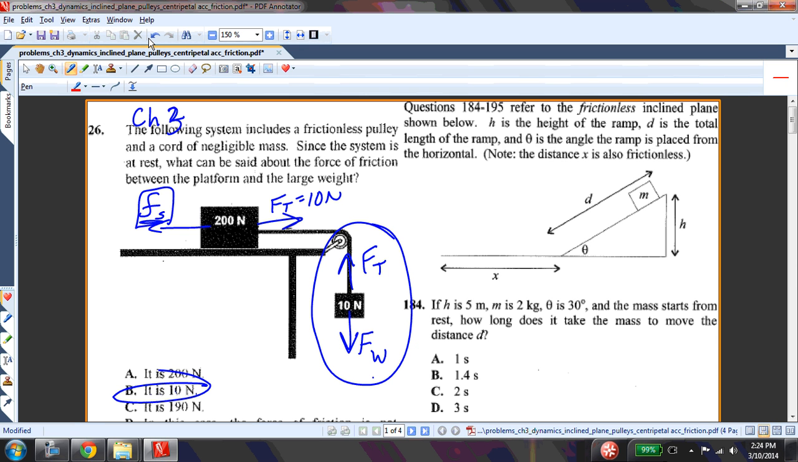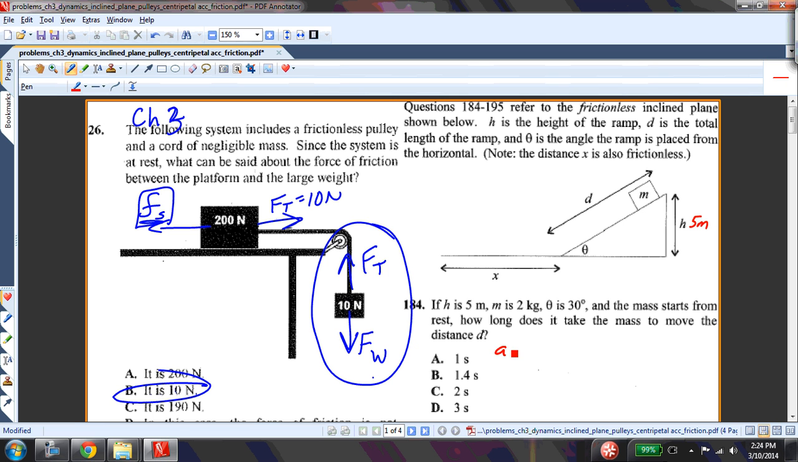For the frictionless inclined plane below, h is the height of the ramp, d is the total length of the ramp, and theta is the angle the ramp is placed from the horizontal. And x is also frictionless. If h is 5 meters, m is 2 kilograms, and theta is 30 degrees, and the mass starts from rest, how long does it take the mass to move the distance d?